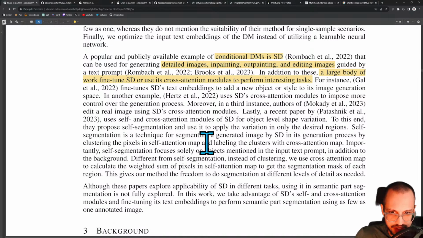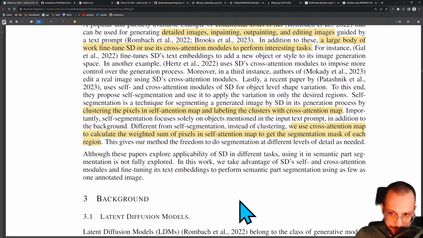Self-segmentation is a technique for segmenting a generated image in its generation process by clustering the pixels in the self-attention map and labeling the clusters with the cross-attention map. Boom. I think this is basically what they're doing. Importantly, self-segmentation focuses solely on objects mentioned in the input text prompt in addition to the background. Different from self-segmentation, we use cross-attention map to calculate the weighted sum of pixels in the self-attention map to get the segmentation mask of each region. So maybe slightly different, but it's the same idea. This gives our method the freedom to do segmentation at different levels of detail as needed.